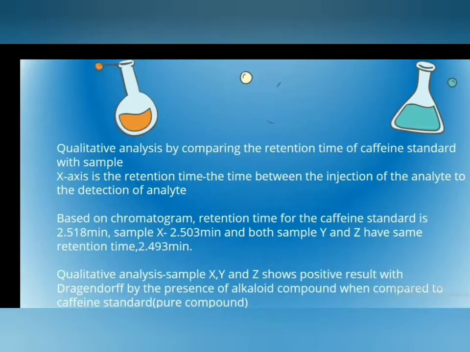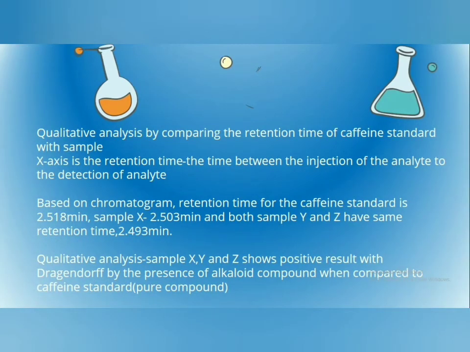About the data analysis. In this data analysis, I would like to continue with the qualitative analysis and also quantitative analysis. Firstly, qualitative analysis is done by comparing the retention time of the caffeine standard solution with samples X, Y, and Z. From the chromatogram, the X-axis is the retention time, which is the time between the injection of the analyte to the detection of the analyte. Based on the chromatogram, the retention time for the caffeine standard is about 2.518 minutes, sample X 2.503 minutes, and both samples Y and Z have the same retention time of about 2.493 minutes.